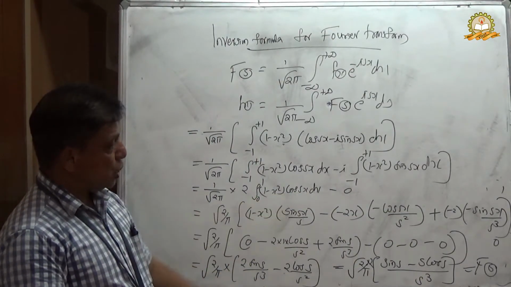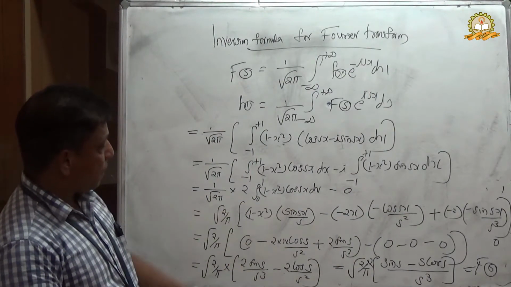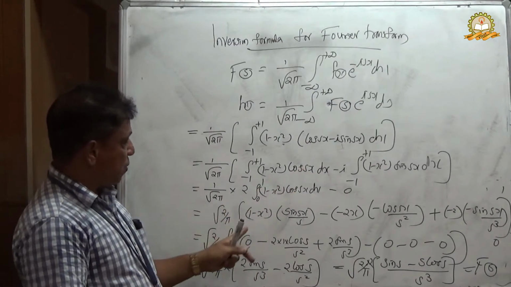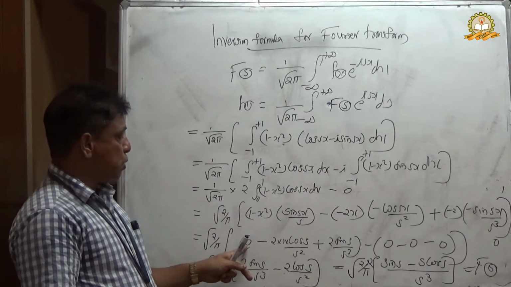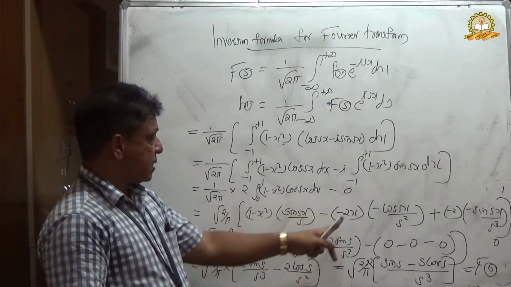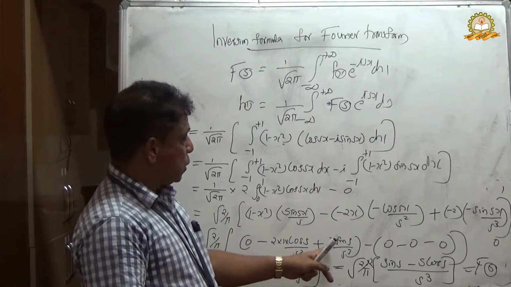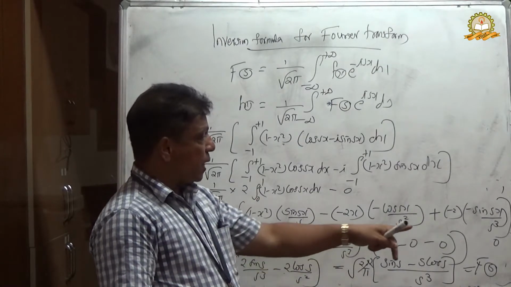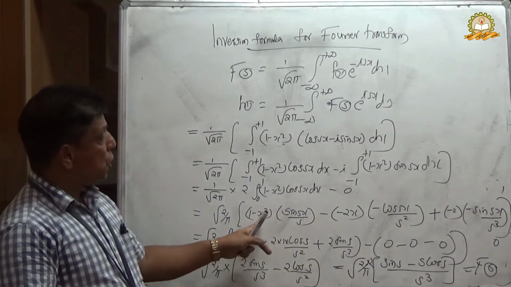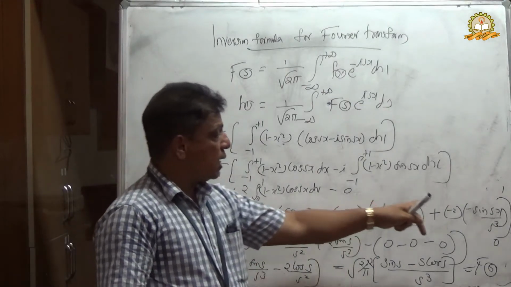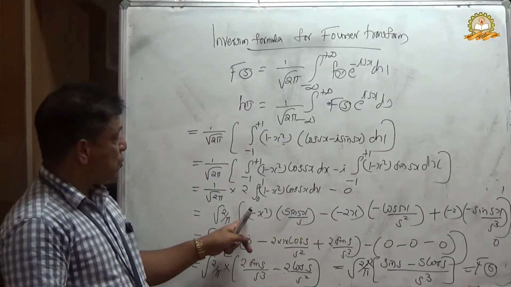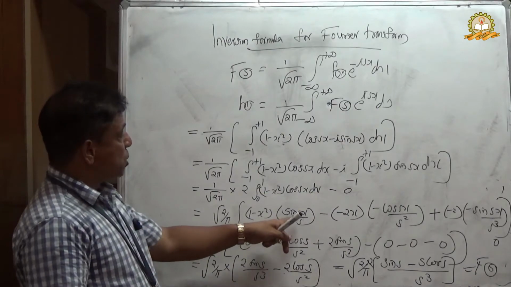After the integration is over, we apply the upper limit. Upper limit first 1. When we substitute 1, the first case will be 0. In the second case, 3 minus 2 into cos s by s square, then 2 sin s by s cube. When we apply the lower limit, this term will be 0, this term will be 0, and this term will be 0. Sin 0 is 0.